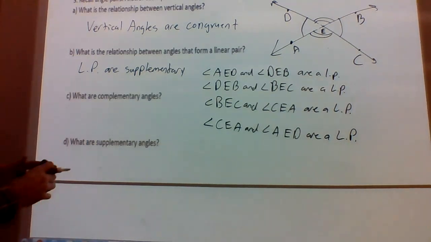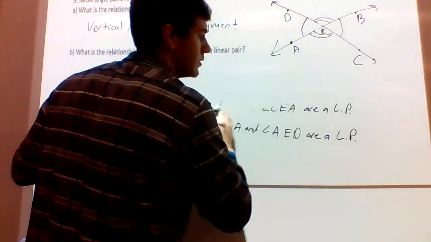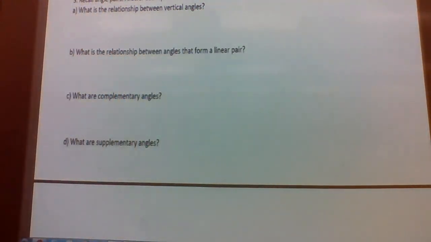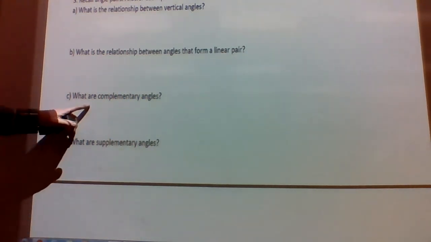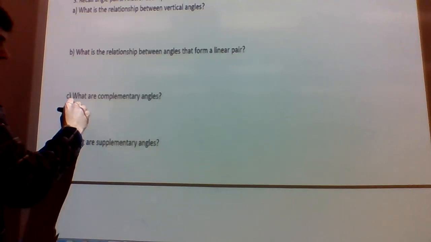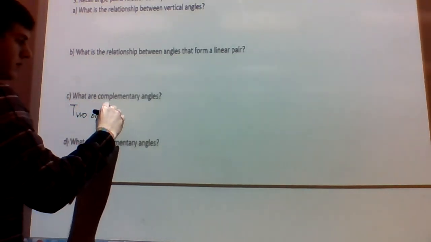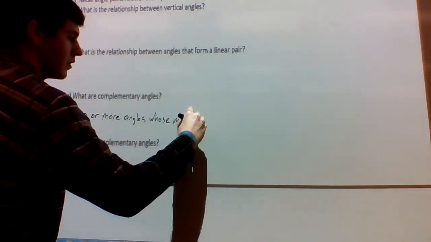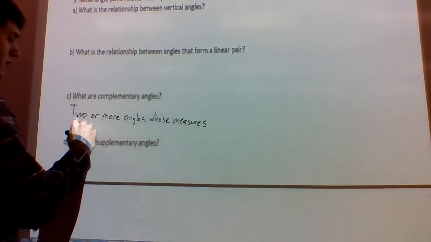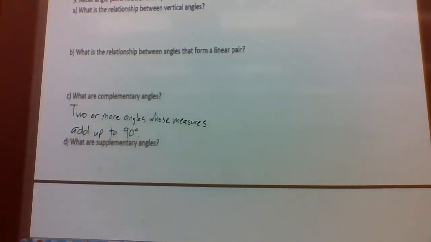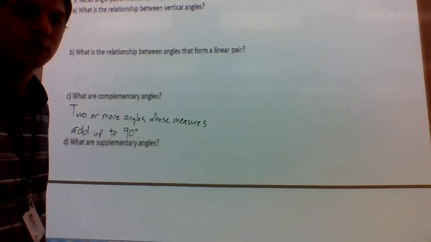Complementary angles are angles whose angle measures add up to 90 degrees. So it could be two angles, it could be more. I did say 90, right? Complementary angles add up to 90 degrees. So what are complementary angles? They are two or more angles whose measures add up to 90 degrees.